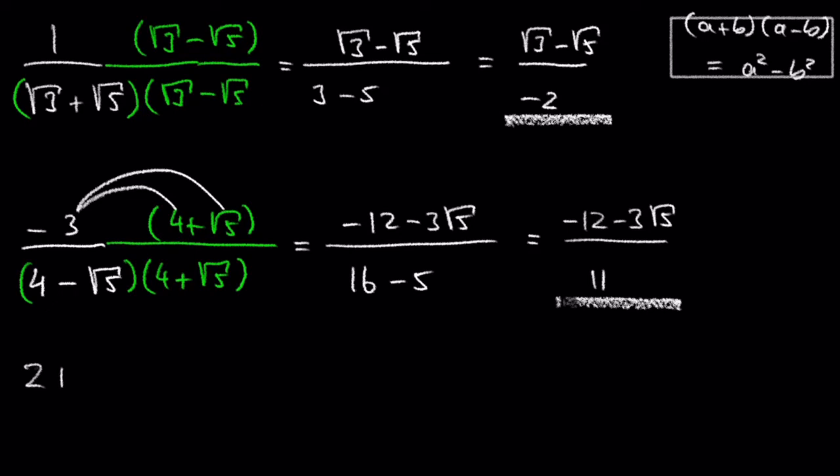Two plus the square root of 3 over 4 plus the square root of 5. The conjugate of 4 plus the square root of 5 is 4 minus the square root of 5.